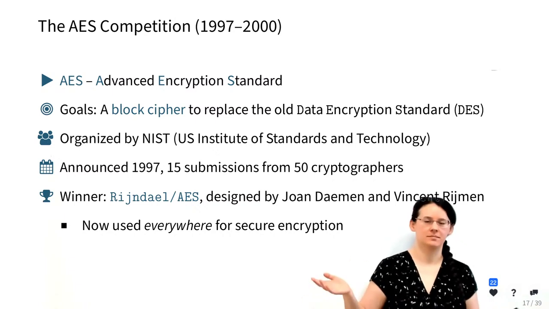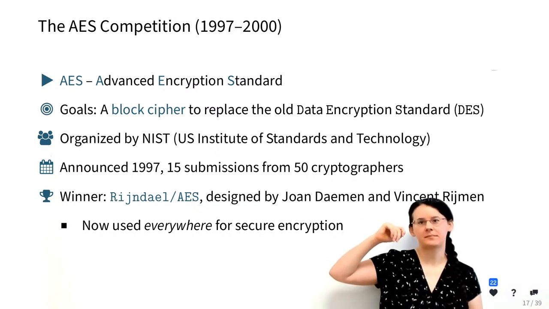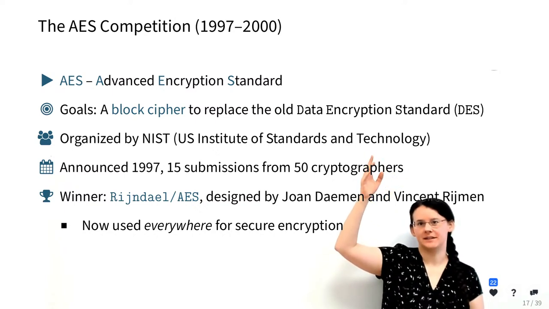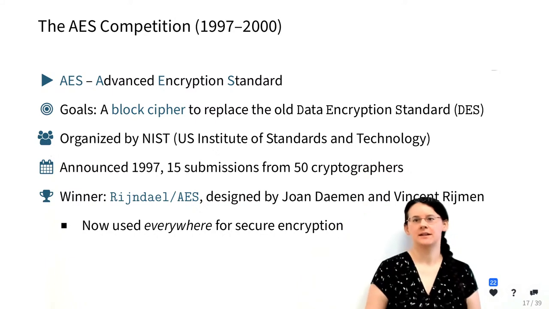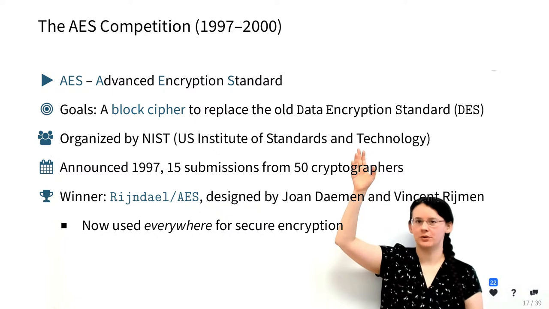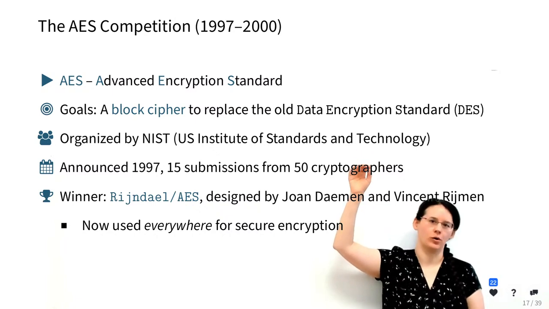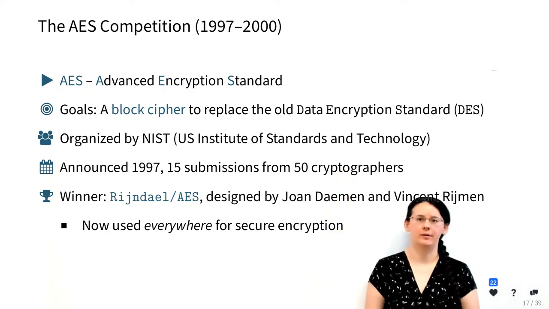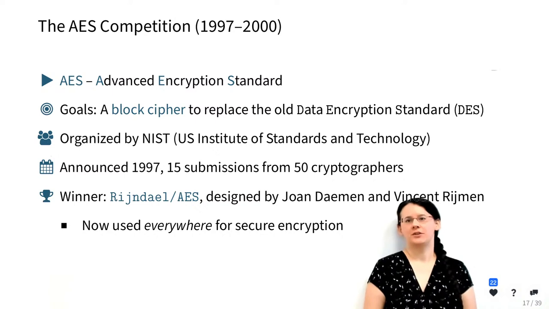So they're a very big institution, with one of their main places in Gaithersburg in the US. And in particular, their standards in crypto have an extremely high impact worldwide. So if they standardize something, it is likely going to be very widely used, as is the case with the AES. So how did this competition work?